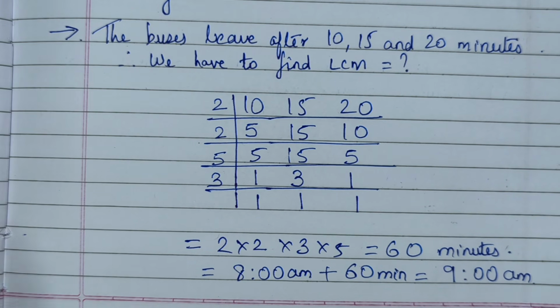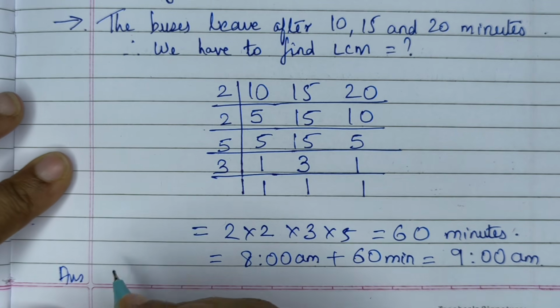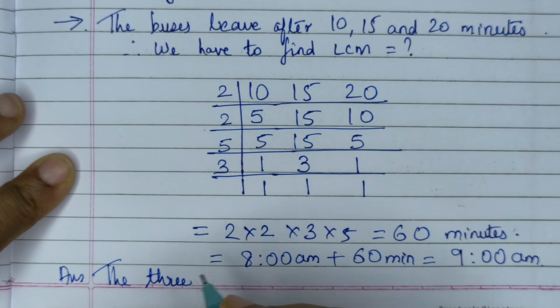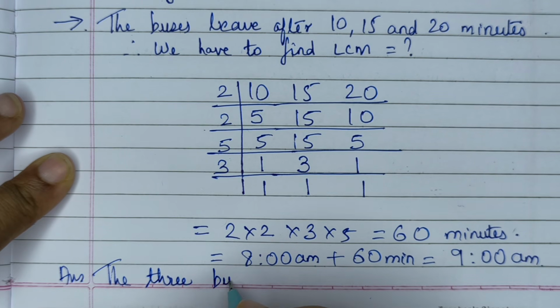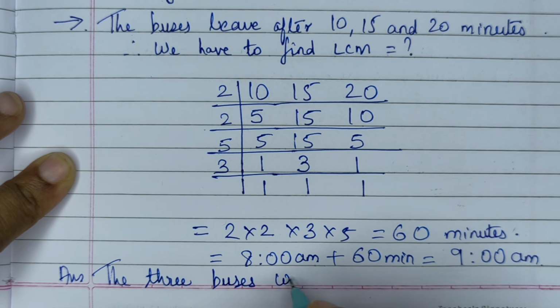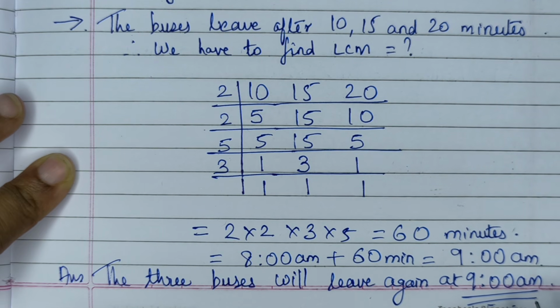So, you can write the final answer: the three buses will leave again at 9 a.m. Understood the last sum?